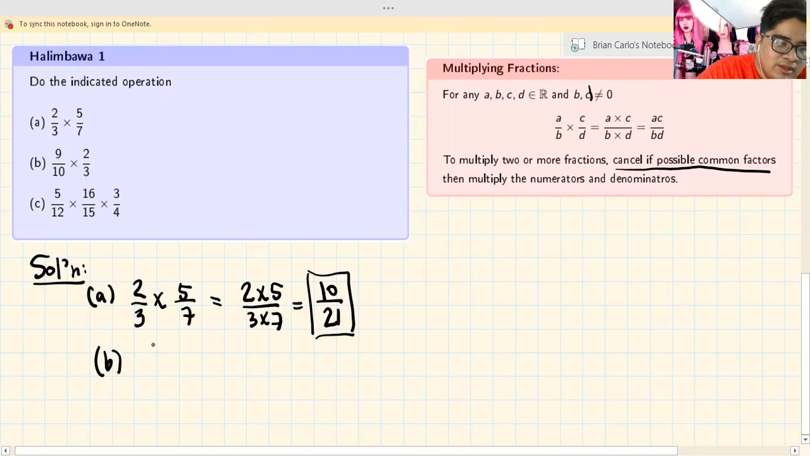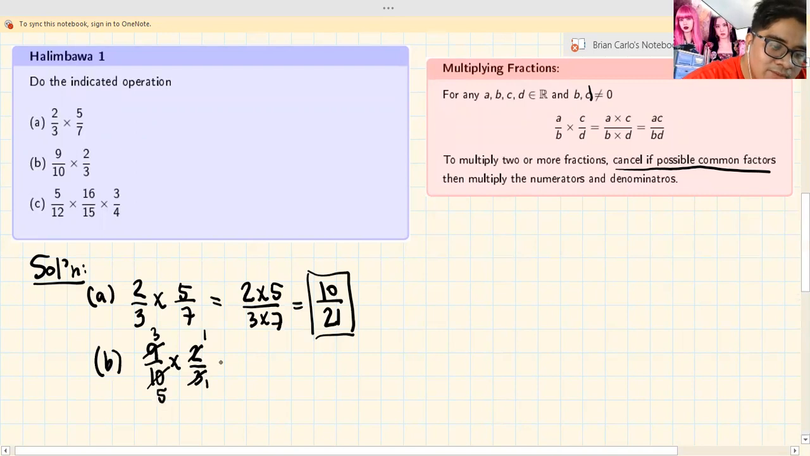B. 9/10 multiplied by 2/3. Ito na yung may common factors kasi, pansinin nyo, yung 3, pwede mo makancel to, di ba? Magiging 3 to. Ito magiging 1. Tama? Ito magiging 1. Ito magiging 5. So magiging, ang simplified version yan is 3/5 multiplied by 1. Or ano yan? It's 3/5.